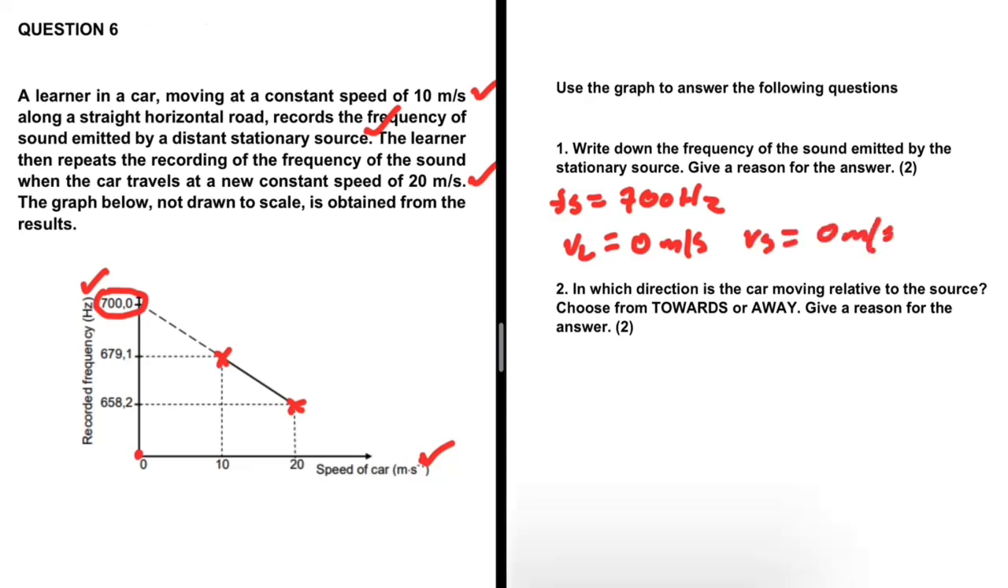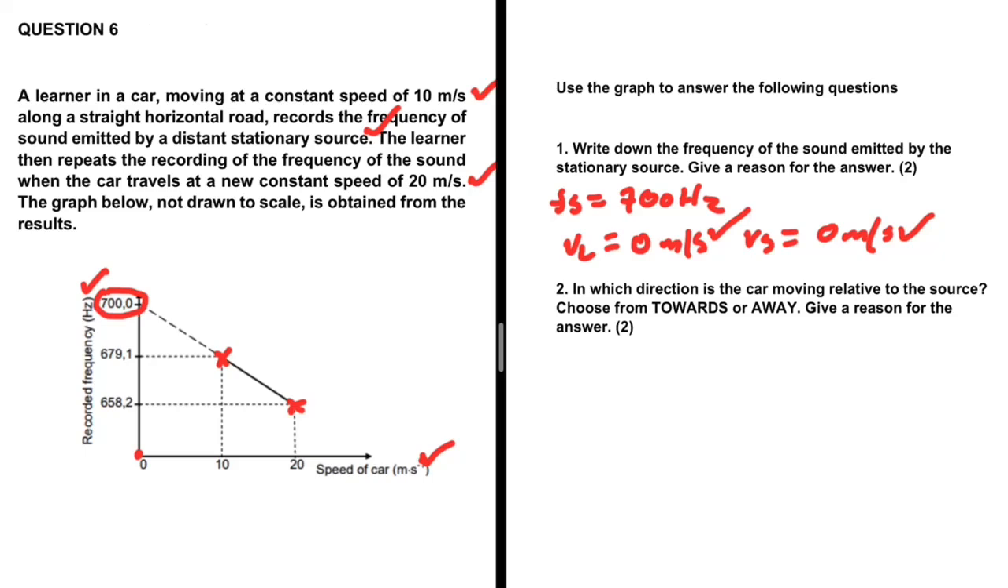When this is the case, when the listener is stationary and the source is stationary, there is no Doppler effect taking place. There's not going to be a change in the frequency observed. So that is why we are saying that the frequency emitted by the stationary source is 700 hertz. As soon as you realize that, everything else becomes doable. The second question: in which direction is the car moving relative to the source?